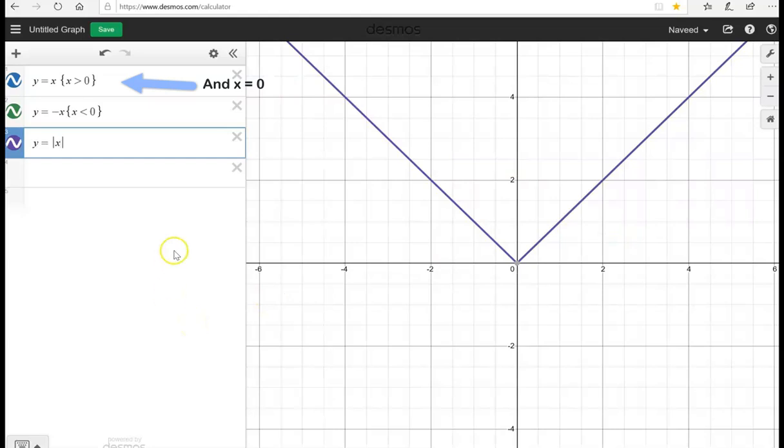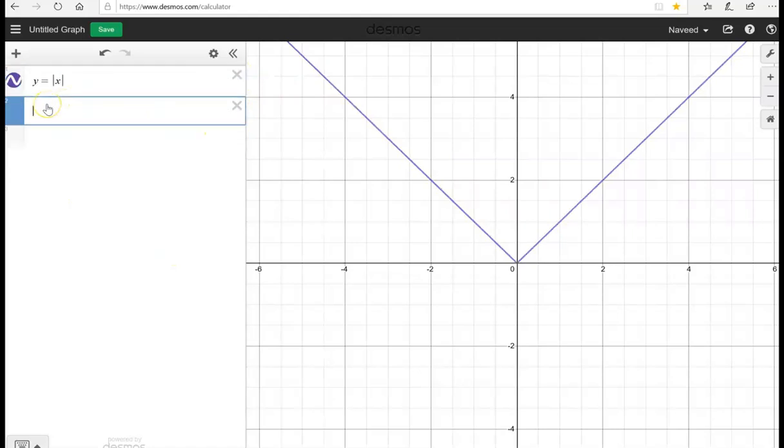And from this point on, everything that you've learned from the quadratic functions applies here. So if you look at, let's say, absolute value of x, and then add, let's say, 1 to it, guess what happens?